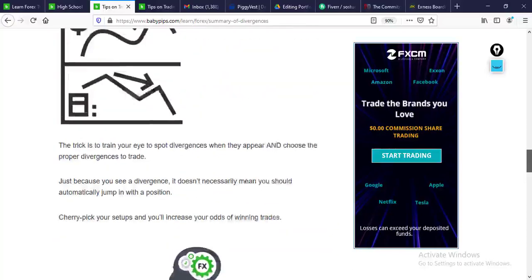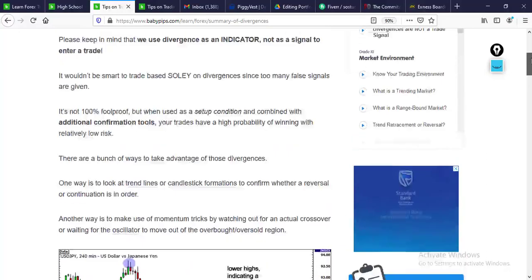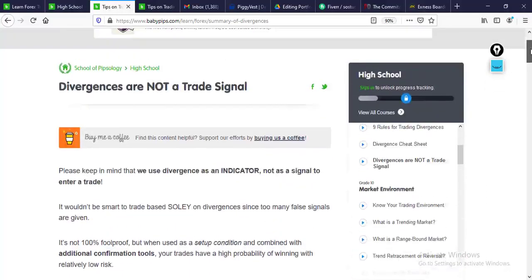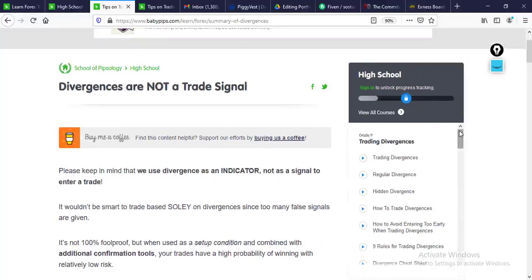So that brings us to the end of DVs, divergences. Next, we'll be considering market environment. So you have concluded grade 9, course 6.